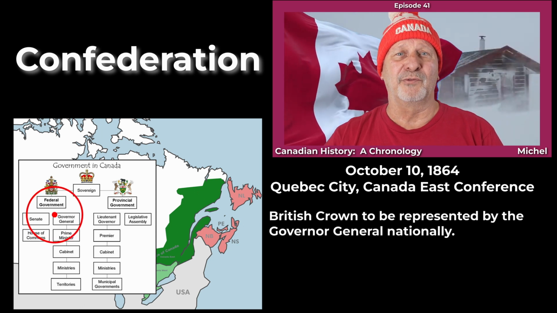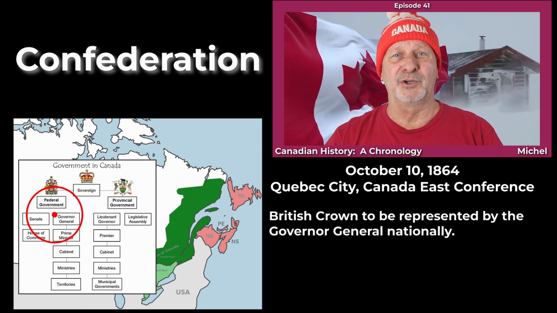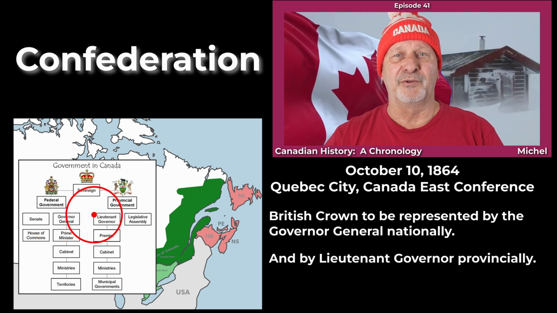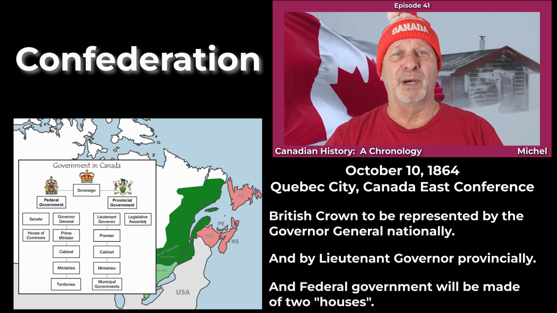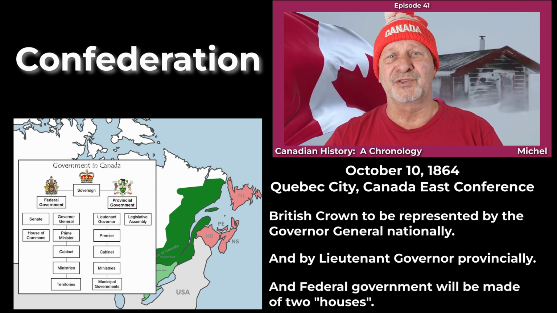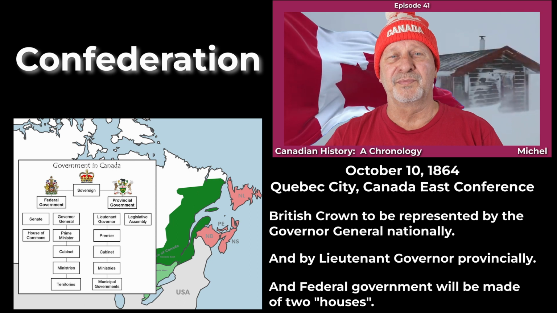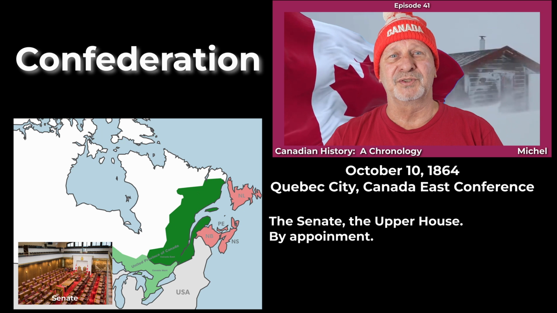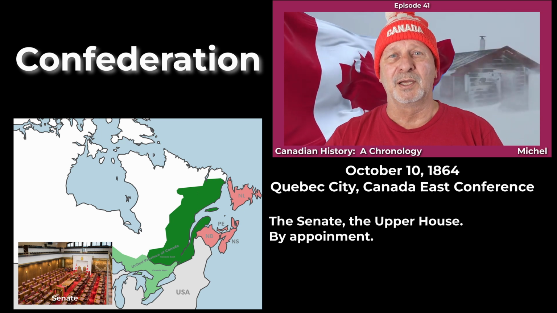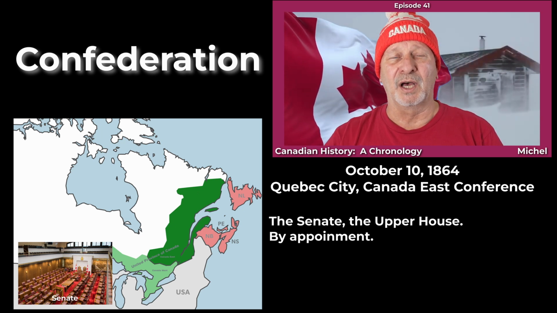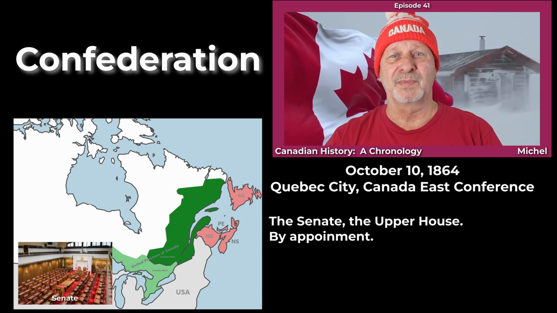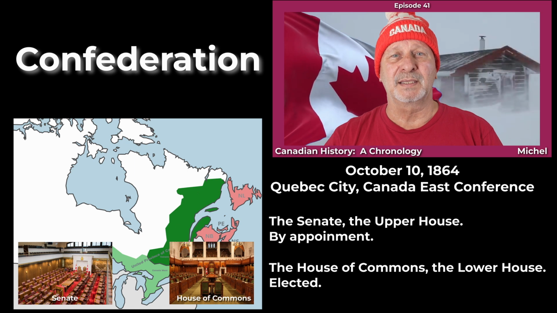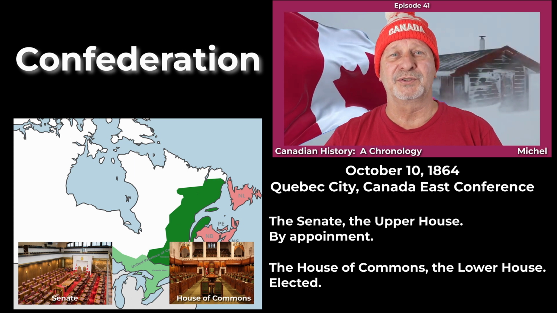Now, the British Crown itself would be represented in Canada by the Governor-General nationally and by a Lieutenant Governor in each province. And the federal government itself would be bicameral, divided into two separate legislative branches. The two houses would be the Senate, Canada's upper house. Senators would be appointed, meaning non-democratic and not answerable to Canadian voters. And the House of Commons, Canada's lower house. Members would be elected and responsible to the Canadian voters.